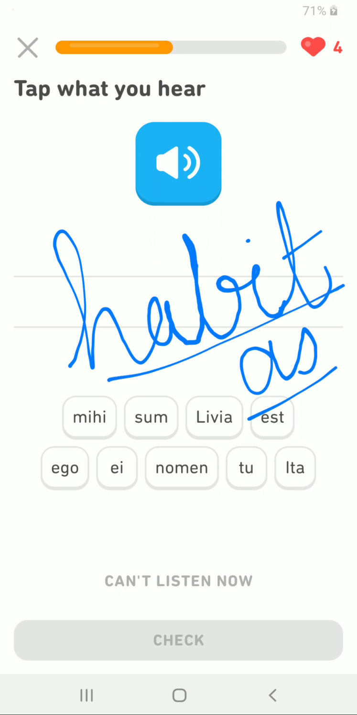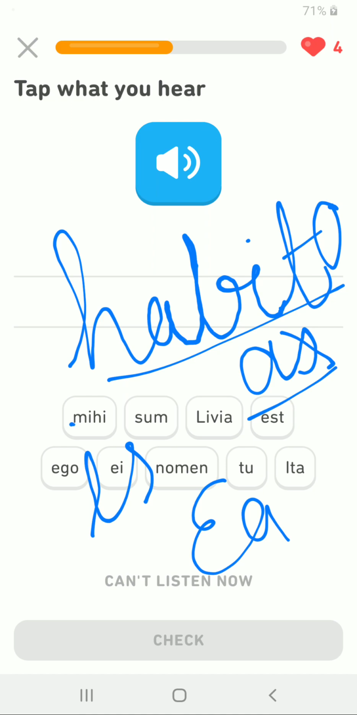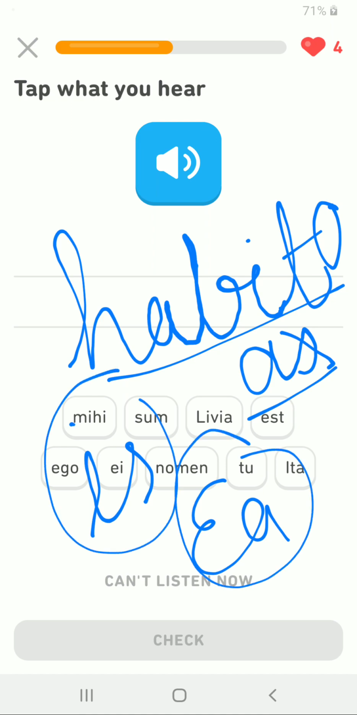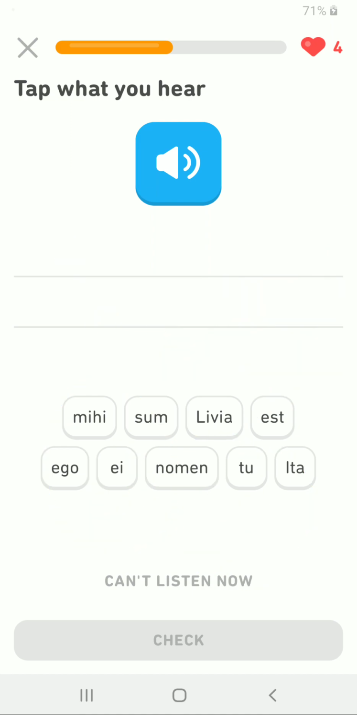Habitas. Habitas is you live. Yeah, so we have seen habito. And I think there is habita as well, without the s. That's for he and she. So which is he and she. So just for you to remember the ita verbs.